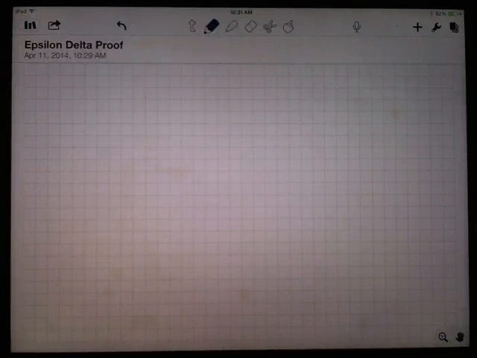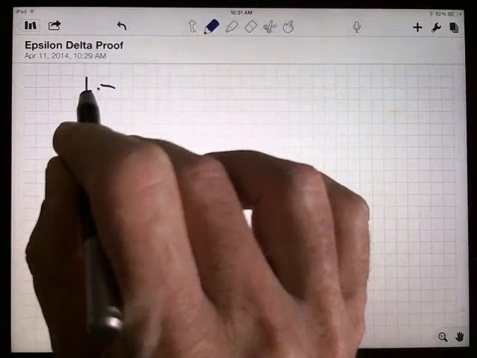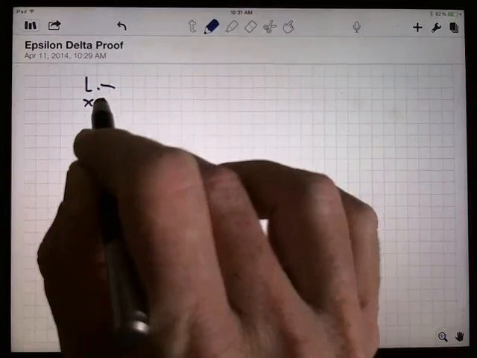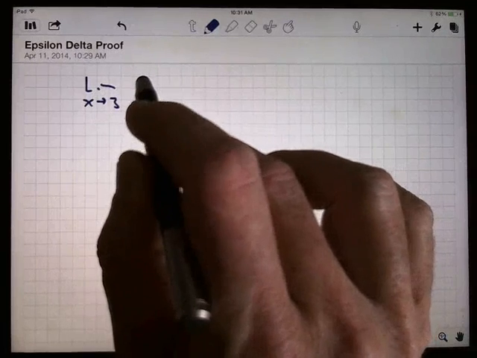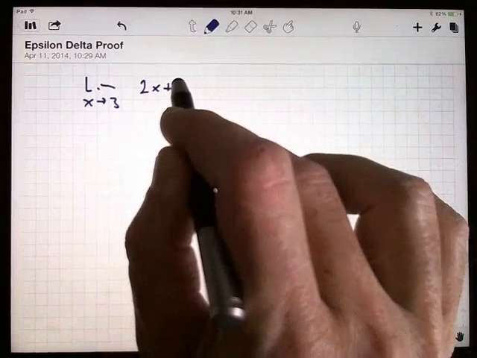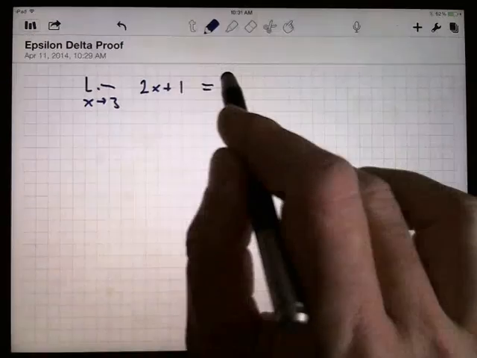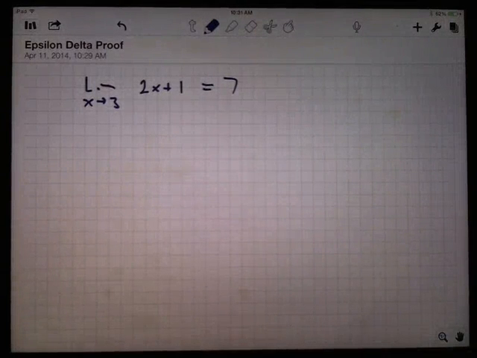All right, I want to take a look at an actual proof of a limit. That is, I want to look at a pretty simple limit: the limit as x goes to, let's say, 3 of 2x plus 1. What do you think the limit is? Well, I think the limit is 7. And how did I get that?